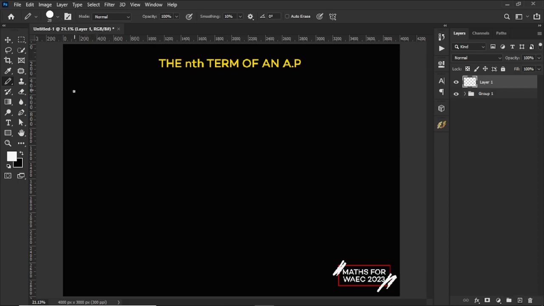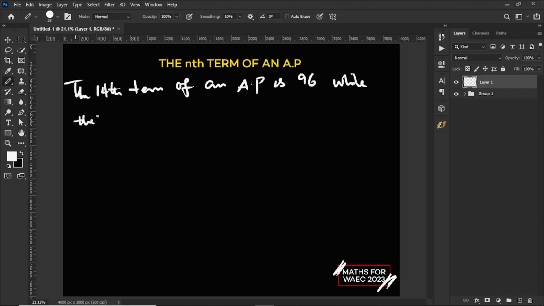Example 3. The 14th term of an AP is 96, while the 25th term is 173. Find, one, the 19th term.